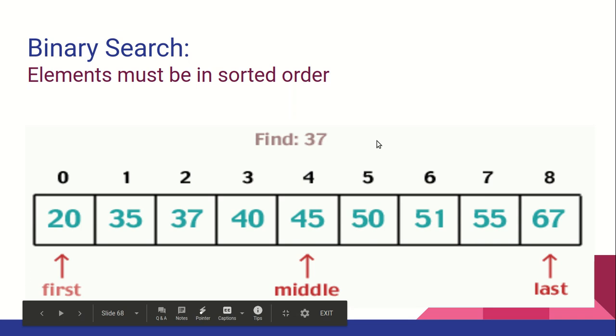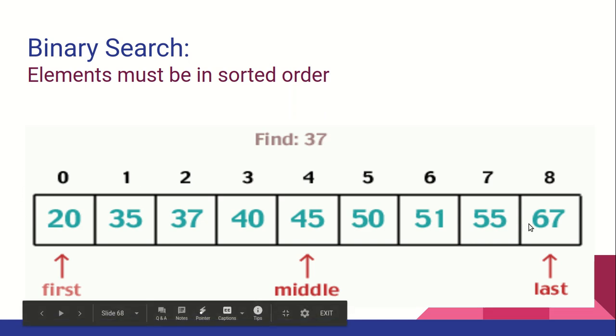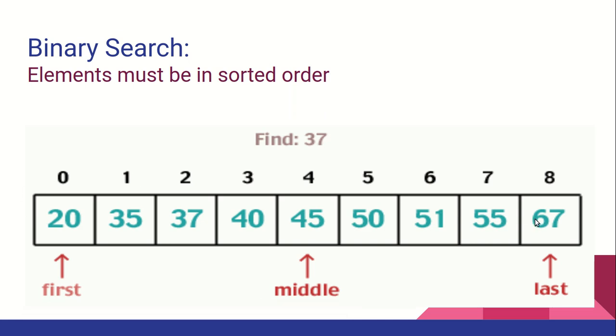Here again we are supposed to find the number 37. The first number is 20, the last number is 67. Here we find the middle element, which is 45. Now 37 gets compared with 45. So obviously it does not match.